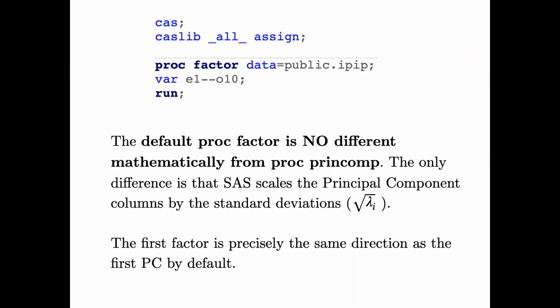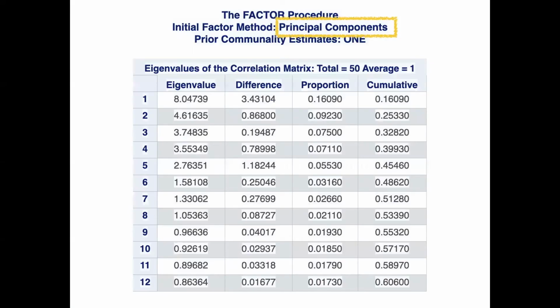So we can get into SAS Viya and you can follow along there. But if we run this code where we put in the IP data set and we specify the variables E1 through O10, those are all the questions, just the questions that we looked at. The output that we see, the first thing, it says right at the top, initial factor method, principal components. It gives you first the eigenvalues of the correlation matrix. Okay, so by default, it's using correlation PCA.